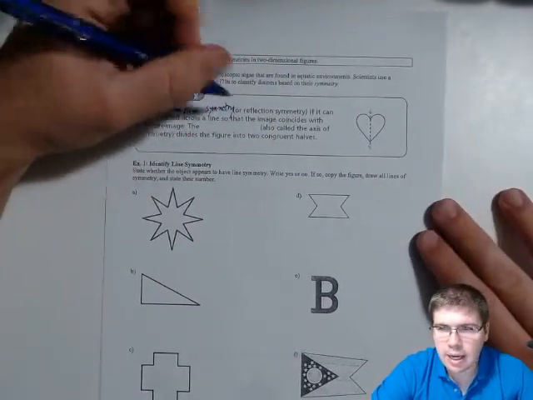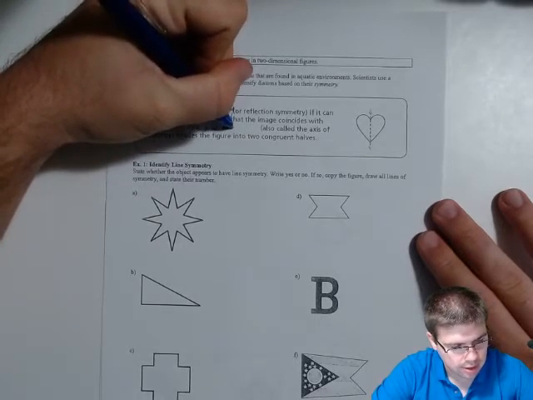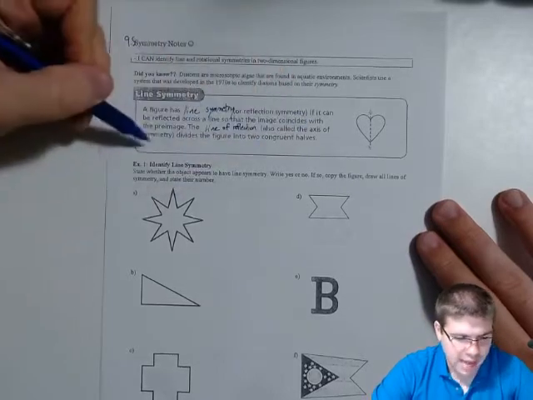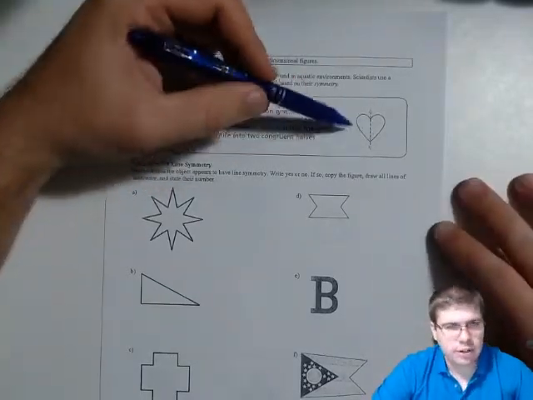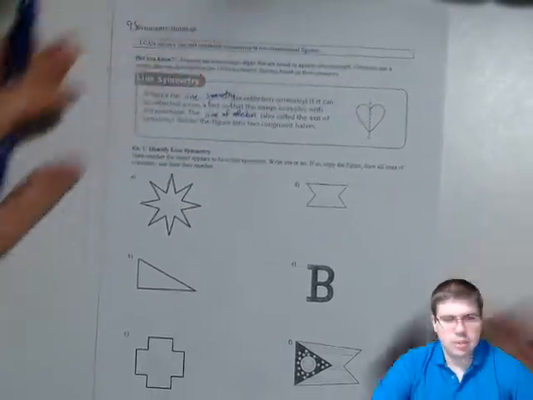So the line of reflection, also called the axis of symmetry, divides the figure into two congruent halves. So these two halves would be congruent to each other. A couple ways of thinking about that.